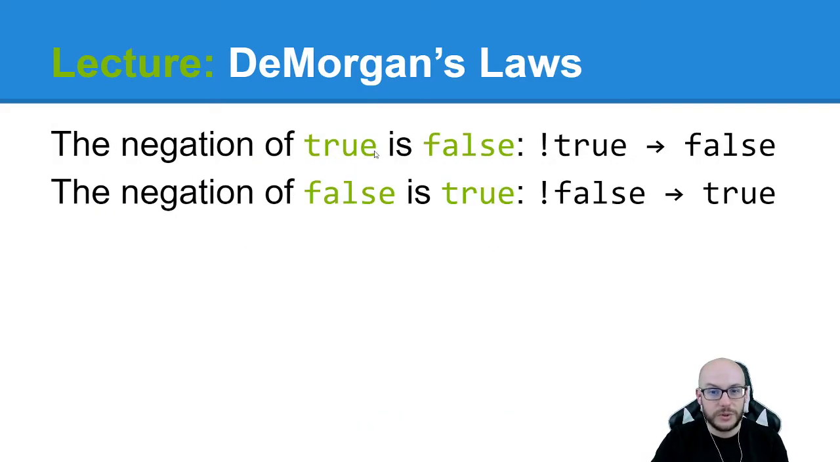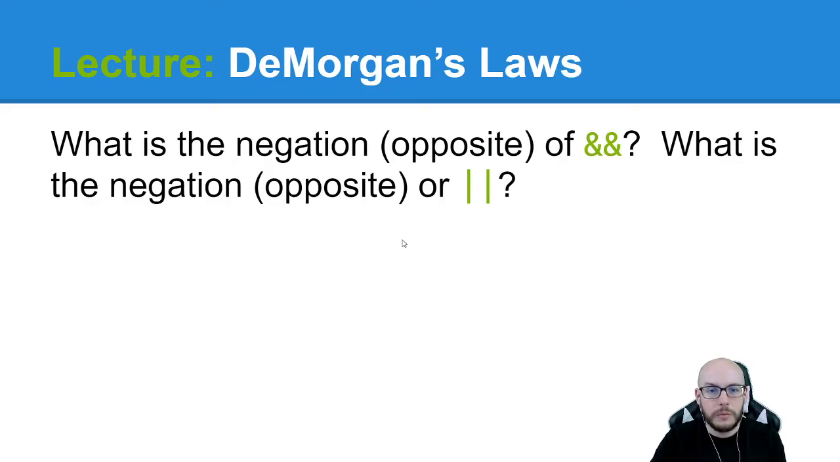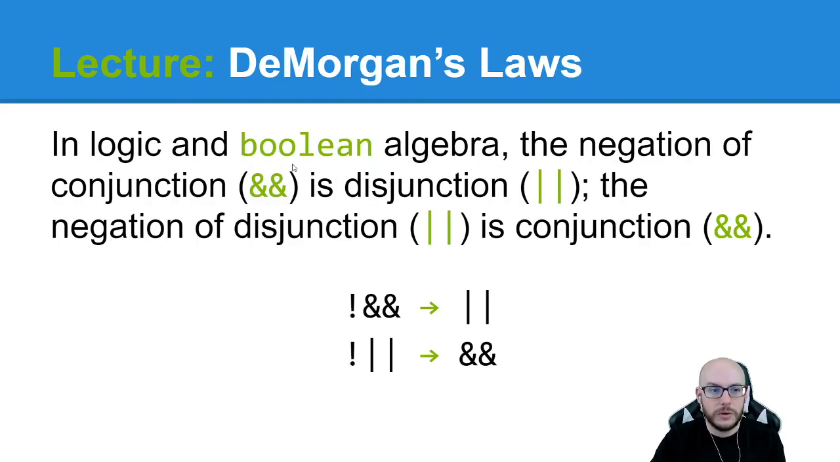The negation of true is false. The negation of false is true, right? It's easy to figure out what the opposite of A and B are because the opposite of true is false, the opposite of false is true. But what is the opposite of and or or? In logic and Boolean algebra, the negation of a conjunction, and, is disjunction, which is or. The negation of disjunction, or, is conjunction, and. Simply put, the opposite of and, not and, is or. The opposite of or is and.